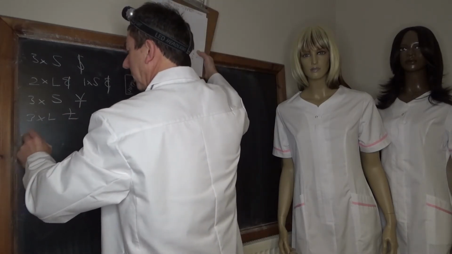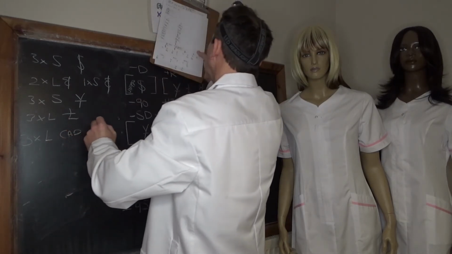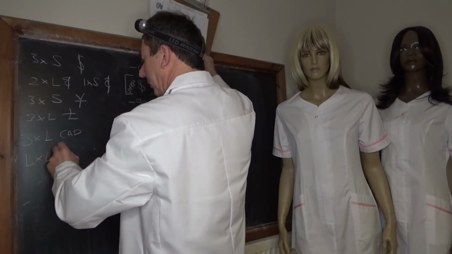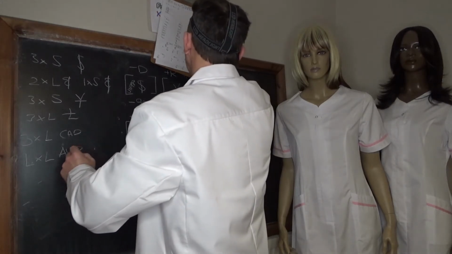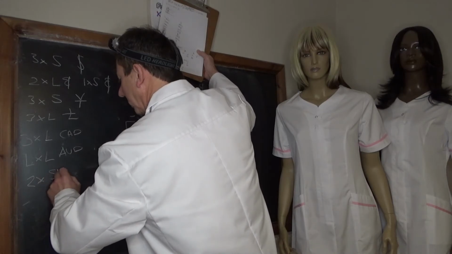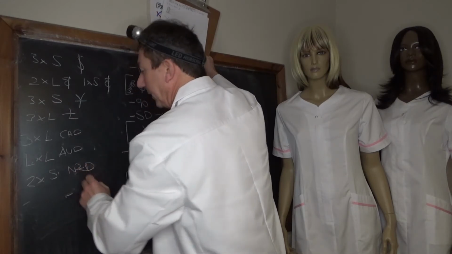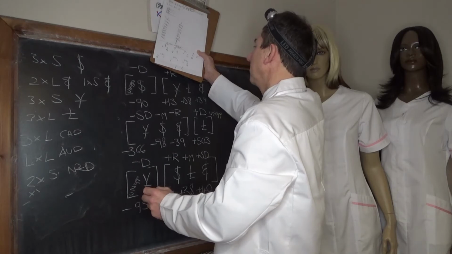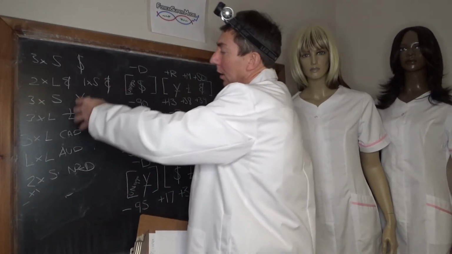We're 3 times long the CAD, and we're 1 times long the AUD. We're 2 times short the NZD, and now we've added that extra one. We're +1 there, so we're 3 times short the NZD. Right, so that's our positions in terms of long and short.